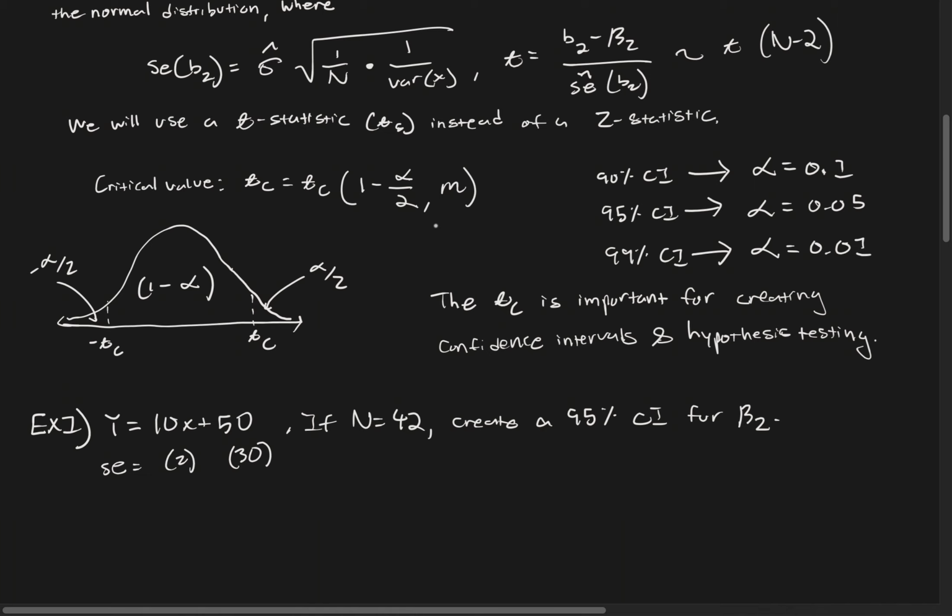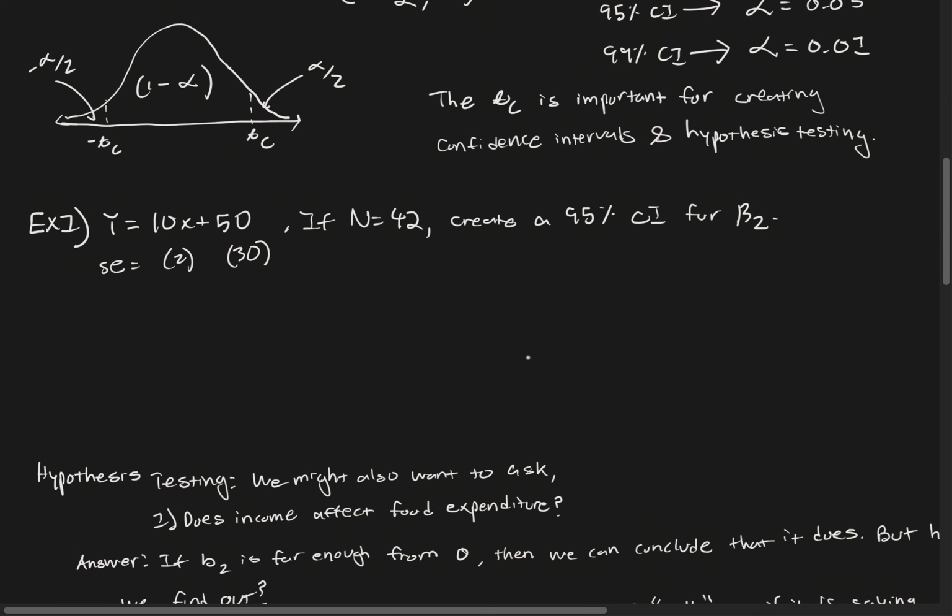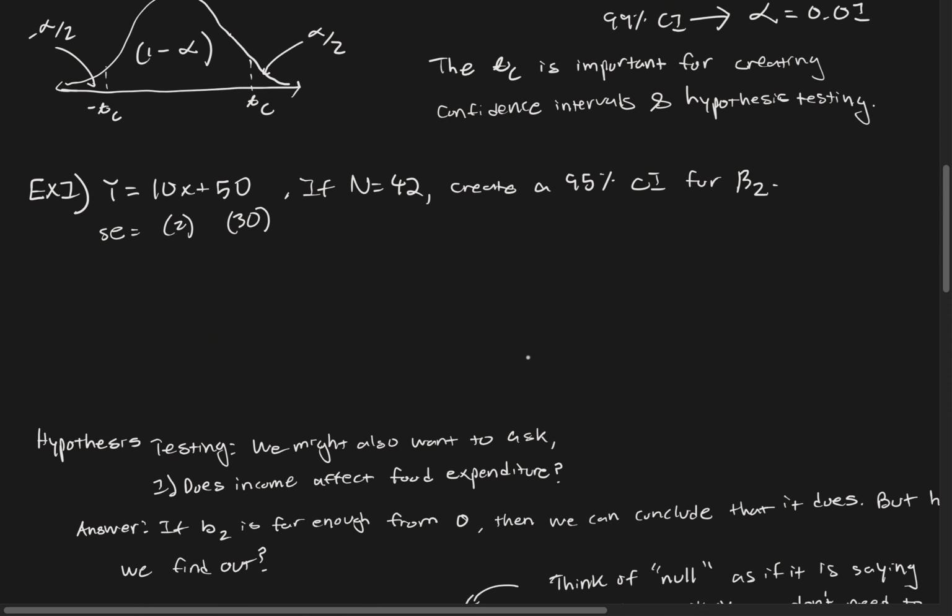And so the critical value is important for creating confidence intervals and hypothesis testing. Now, I don't think I've done a very good job of explaining how the critical value is calculated, or what it's actually used for, so far. So we can do an example here.